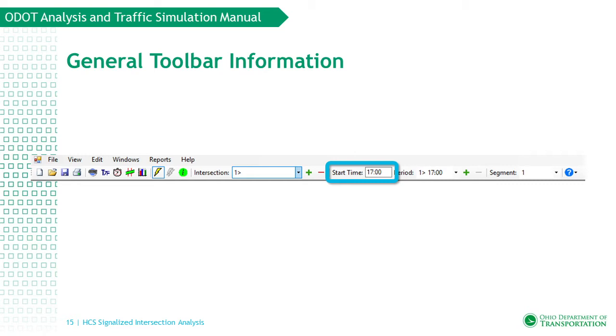For example, even if the PM peak hour is 5:15 to 6:15, it is acceptable to put the start time in HCS as 1700. As long as the hourly volumes inputted into the program are from 5:15 to 6:15, the time in HCS does not matter. It is just helpful to be able to distinguish between analysis periods within the HCS files.